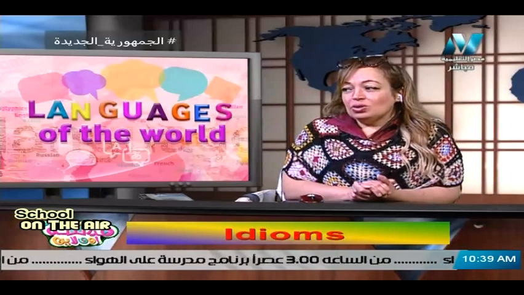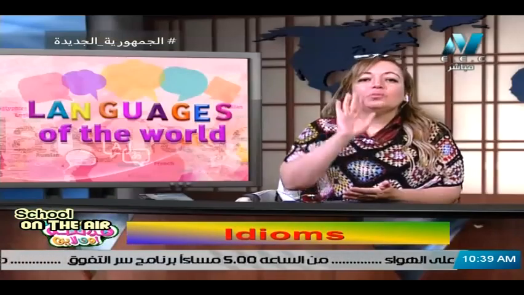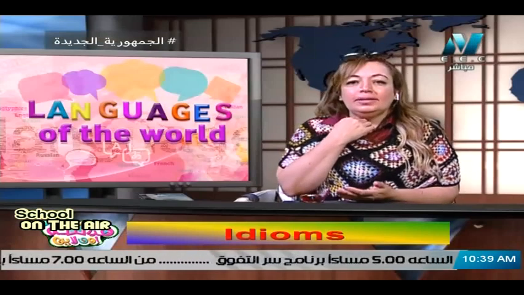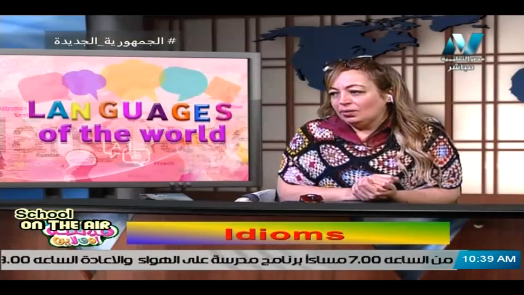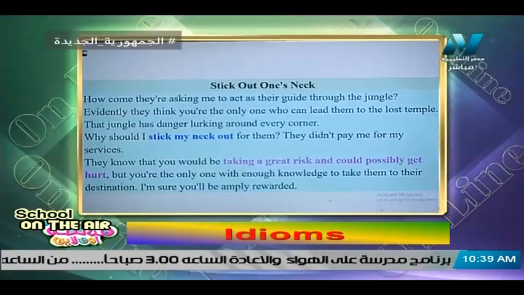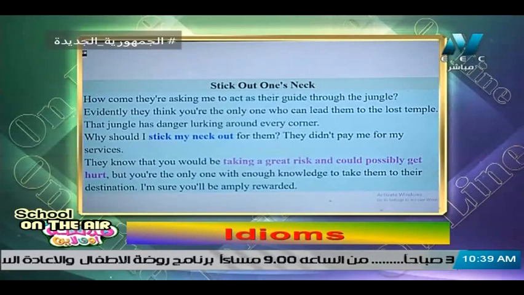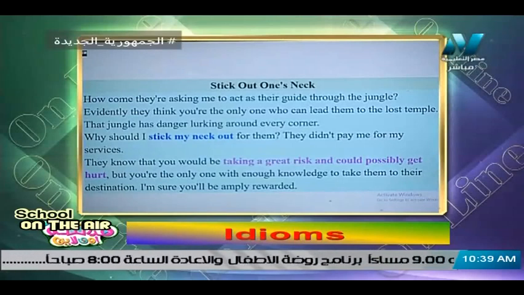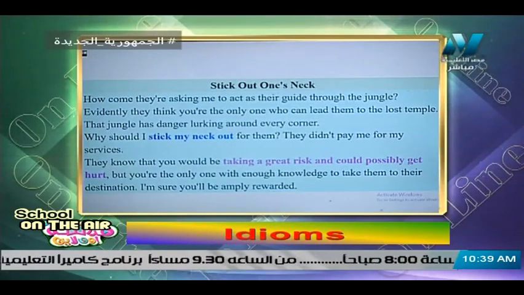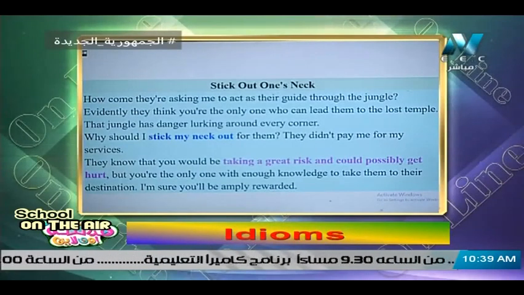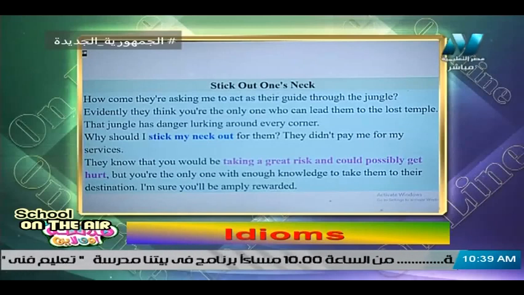Stick out one's neck. Stick out يعني يبرز. Stick out one's neck يعني يمد رقبته. They will see how come they are asking me to act as their guide through the jungle. Evidently they think you are the only one who can lead them to the lost temple.